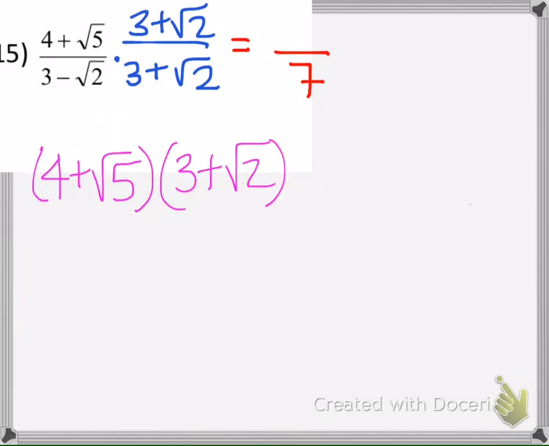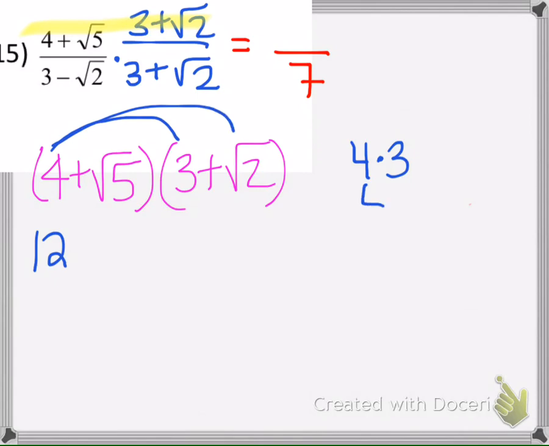Alright, now let's go ahead and multiply the numerators. We cannot use the same conjugate method we just got done doing because these aren't conjugates. So we have to actually FOIL this out. So we have to do 4 times 3, which is 12. And then we have to do 4 times radical 2, which is just 4 rad 2.